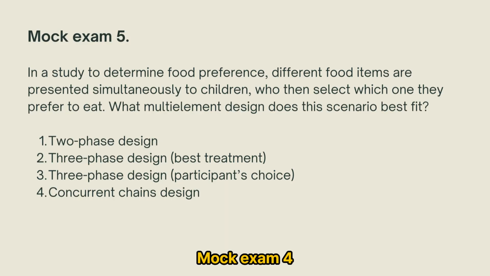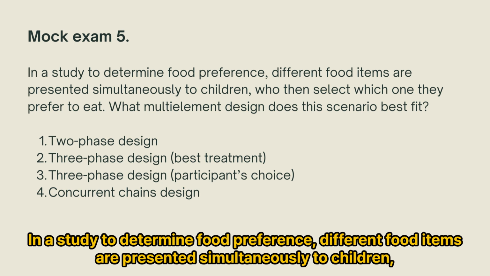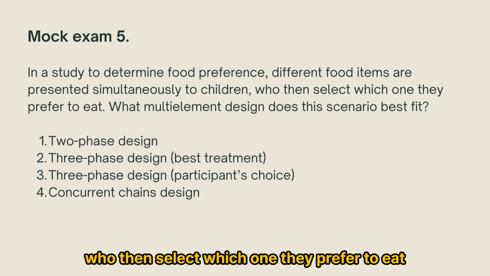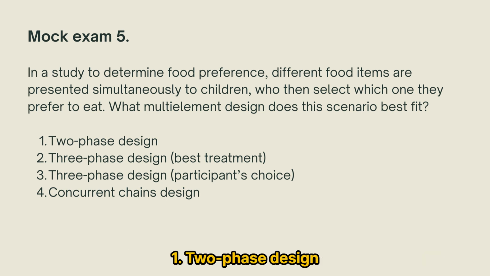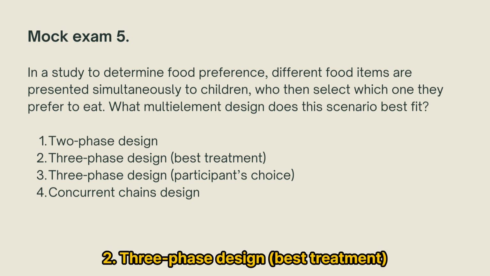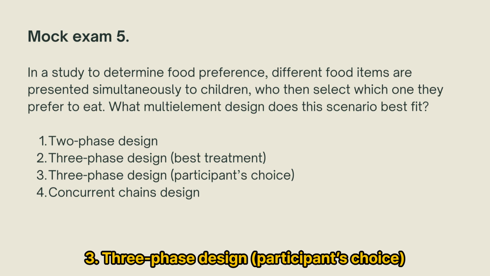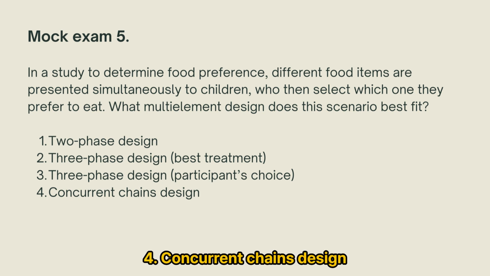Mock Exam 4. In a study to determine food preference, different food items are presented simultaneously to children, who then select which one they prefer to eat. What multielement design does this scenario best fit? 1. Two-phase design. 2. Three-phase design best treatment. 3. Three-phase design participants' choice. 4. Concurrent chains design.